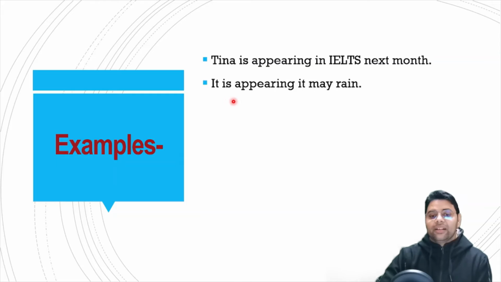Next, it is appearing it may rain. So here appear means what? To seem. It seemed it may rain. It seems it may rain, we must say. So here when appear means to seem, it is stative. So the sentence is incorrect because a stative verb cannot be expressed in continuous tense.